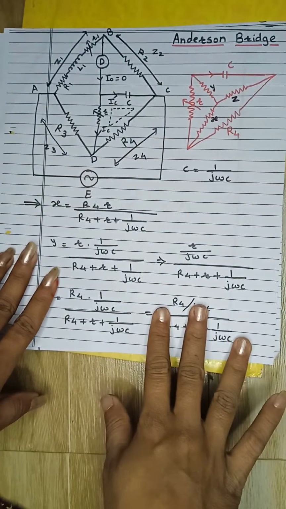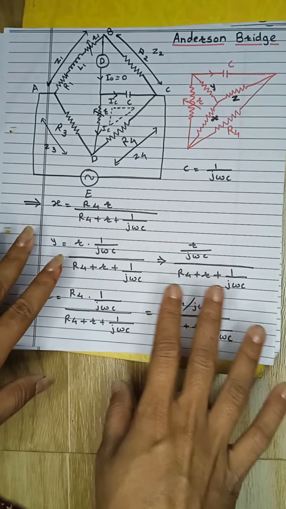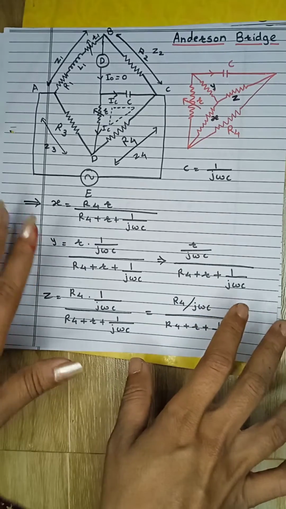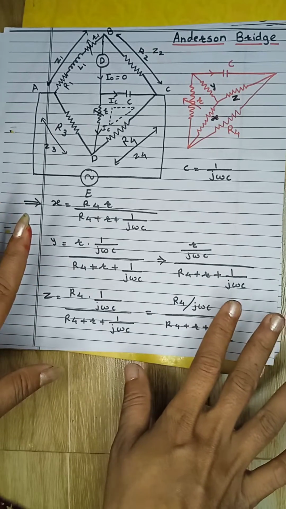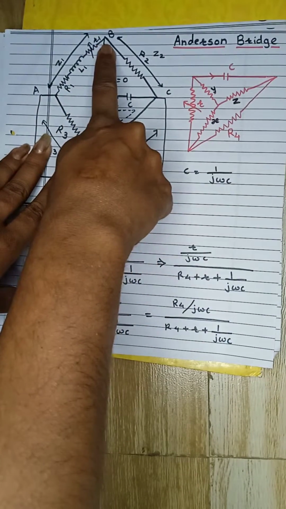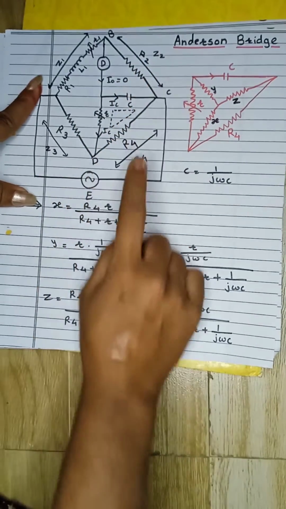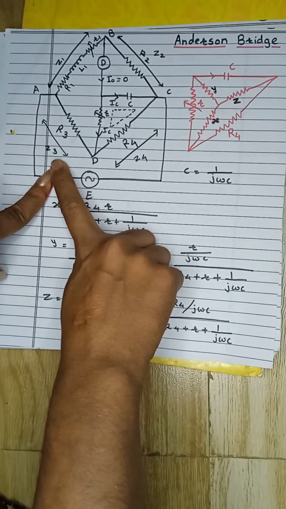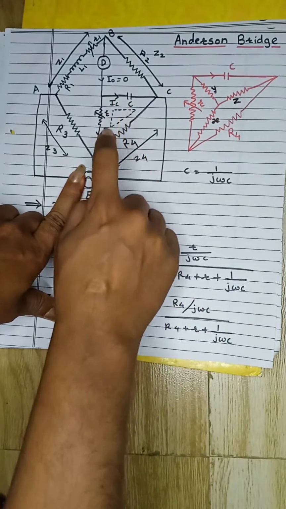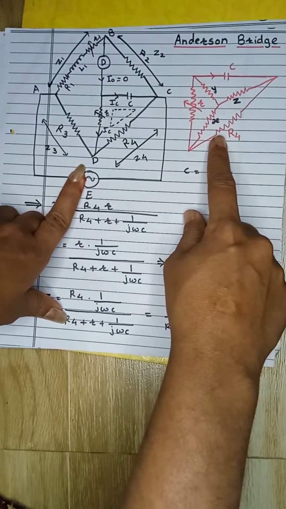This is the Anderson Bridge. We have already learned about the Wheatstone bridge and the Kelvin double bridge, and how we can balance the bridge and the condition of the balanced bridge. In this bridge, R1 and L1 are called Z1, R2 is called Z2, R3 is called Z3 and R4 is called Z4.